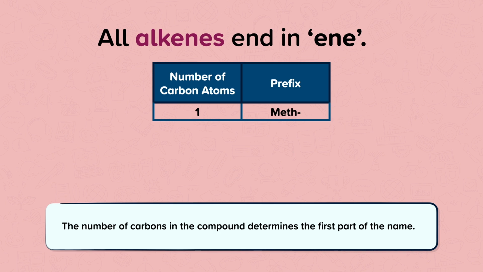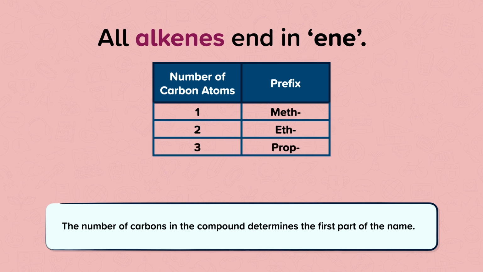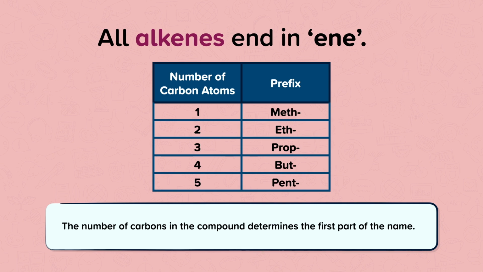If the carbon chain has only one carbon atom, the word starts with meth. If there are 2 carbon atoms, the prefix is eth. If there are 3 carbon atoms, the prefix is prop. If there are 4 carbon atoms, the prefix is bute. If there are 5 carbon atoms, the prefix is pent.